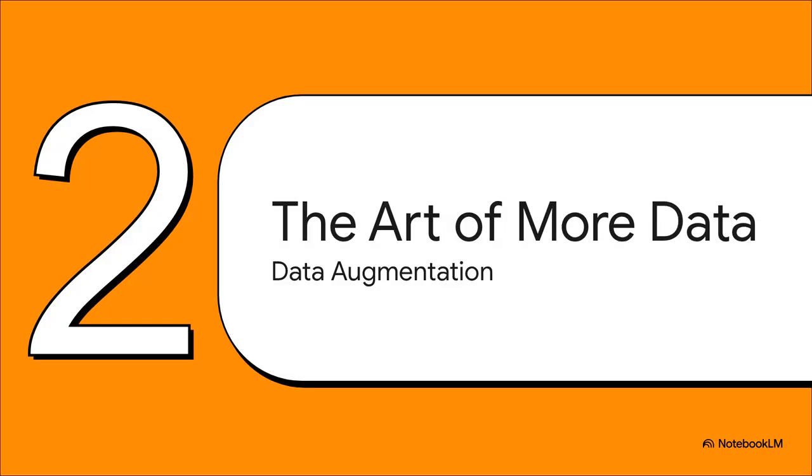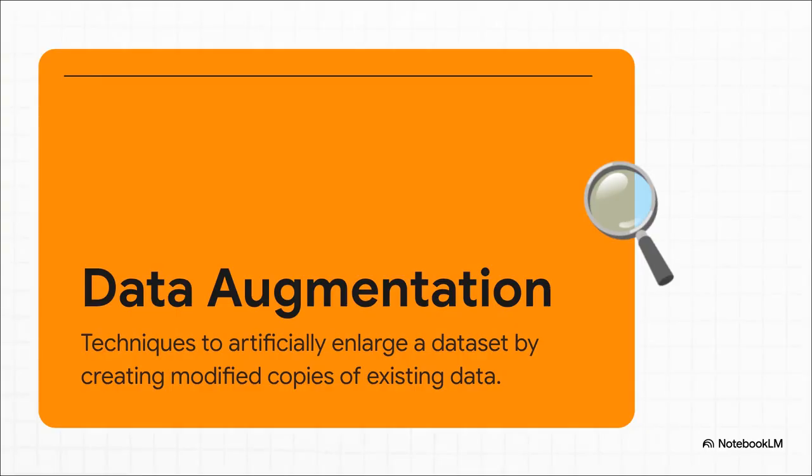So if our AI is basically starving for data, what do we do? How do we feed it? Are we just stuck waiting around for years to collect more and more information? Well, actually, no. The solution is this really clever collection of techniques called data augmentation. And here's the cool part. It's not about going out and finding more data. It's about creating brand new, high-quality synthetic data from the stuff you already have.